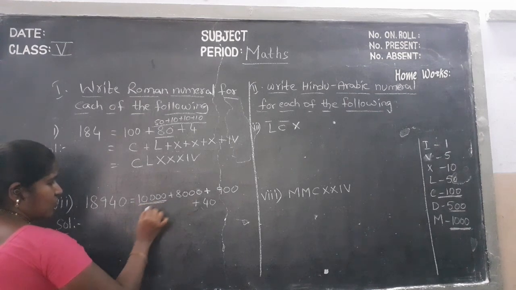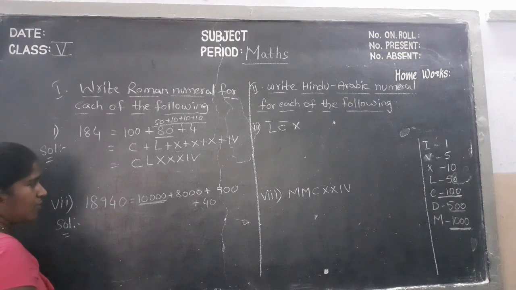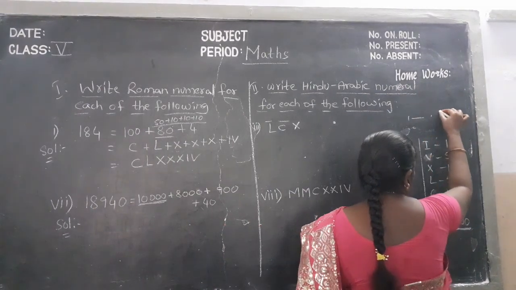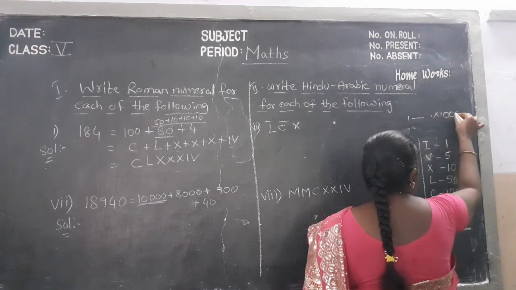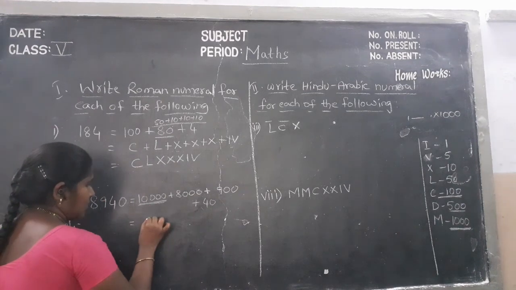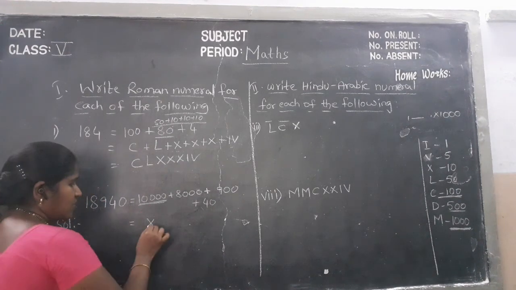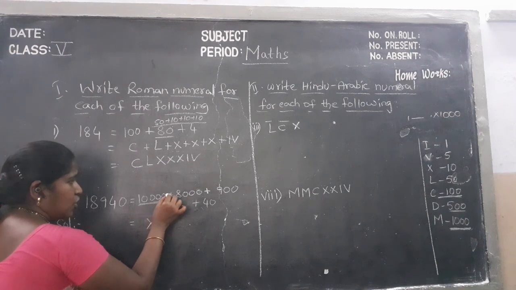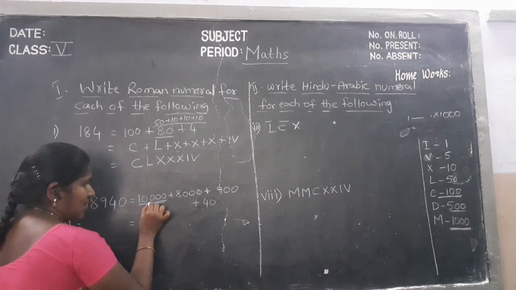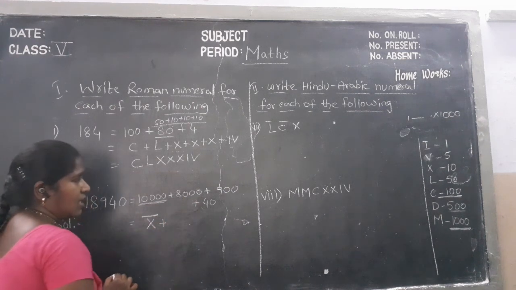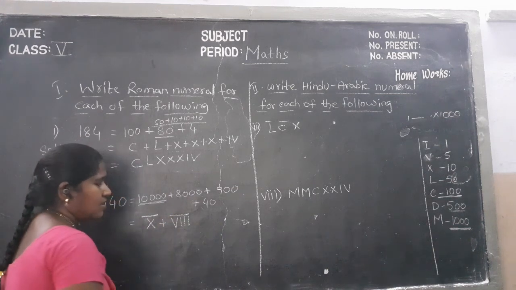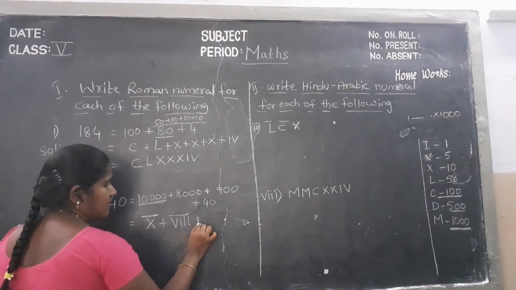So children, for 10,000, what is the meaning of 10,000 in Roman numeral? See children, I am saying already, bar means multiplied with 1000. Multiplied by 1000 of any given number. So we should write 10, and 10 means X. 10,000 means X bar. X bar means 10,000. Plus 8,000; 8,000 means write like 8 bar. Keep bar. That means 8,000 plus 900.